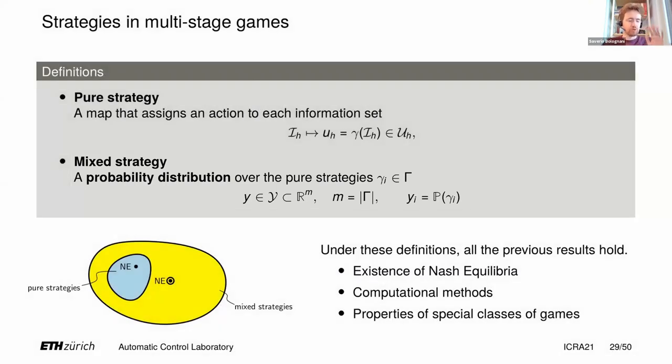Now, if you're okay with this technical definition, then everything that we've seen until now actually holds exactly the same. Not only the specific results, like the very basic fundamental results, like the existence of Nash equilibria, but also the computational methods that we have seen, the properties for special classes of games, zero-sum games, potential games, everything. Okay, just replace these definitions for pure strategies and for mixed strategies in the picture.